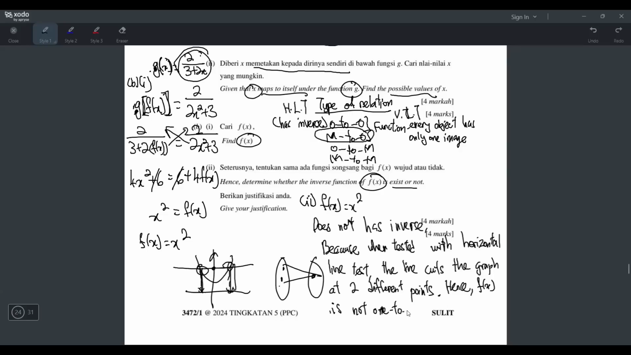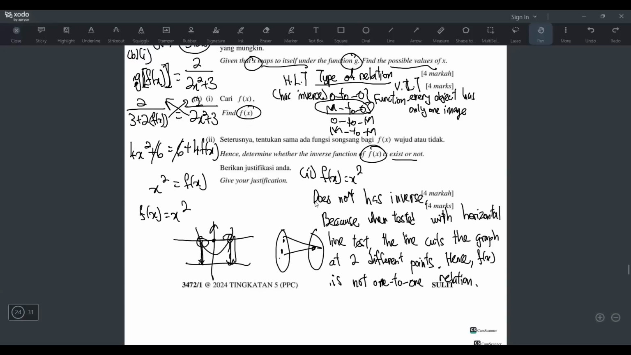But I want you to know, actually in the exam you don't have to write so completely. But of course now I'm teaching you, so I will tell you everything, the most complete way to write, to hit all the key points. In the exam, if you write f(x) is not one to one, it's already good enough. So this is how I would do it. Does not have an inverse. Reason, because when tested with the horizontal line, the line cuts the graph at two different points. Hence, f(x) is not a one to one relation. This is the best way, the most complete.